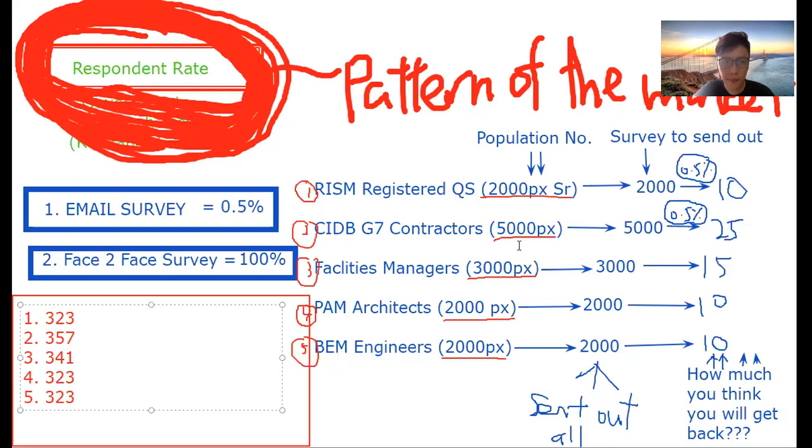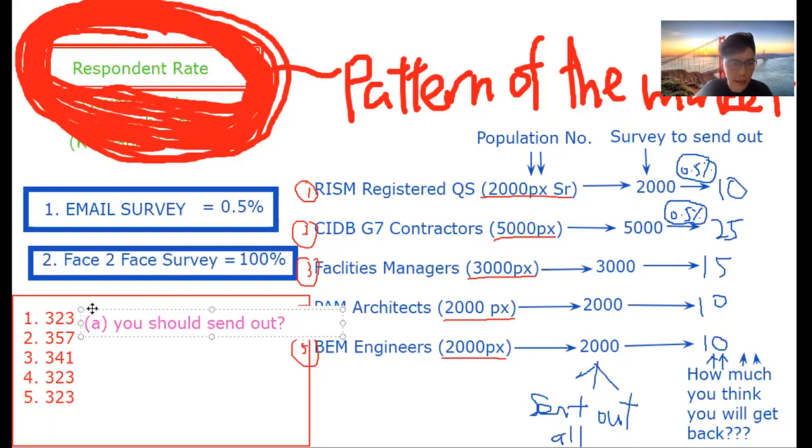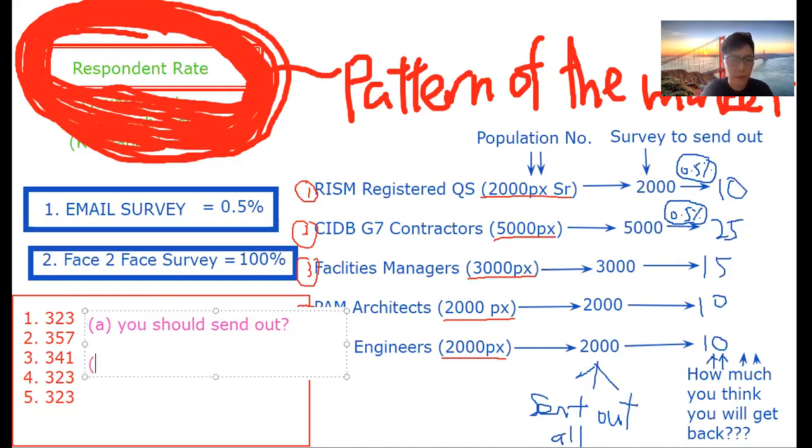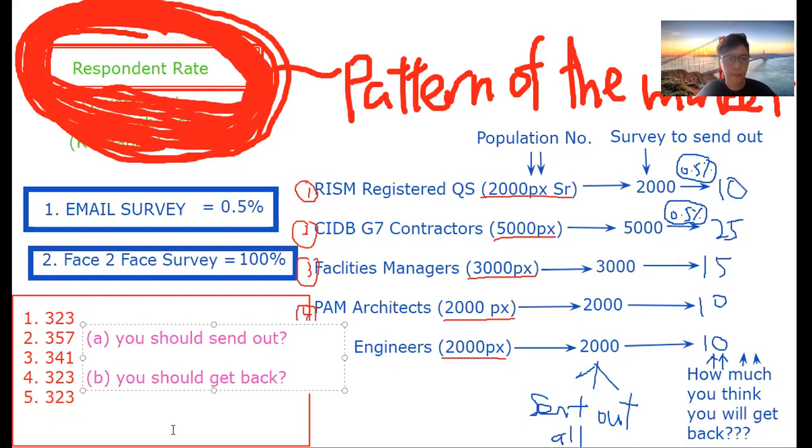Now my question. This is the number I give you. Choose: A, this is the number you should send out, or this is the number you should get back. Can you tell me?